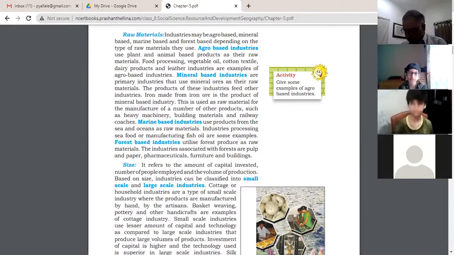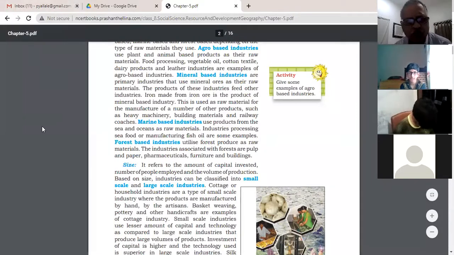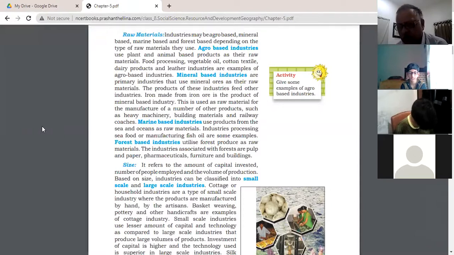Now the classification of industries. Ubaidullah, read. Industries can be classified on the basis of raw materials, size, and ownership.